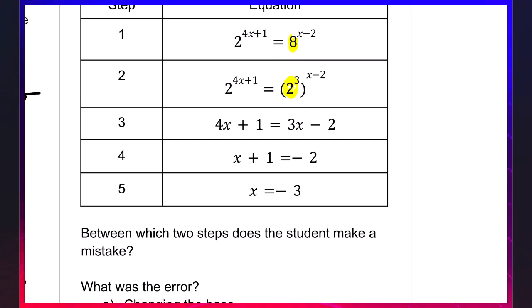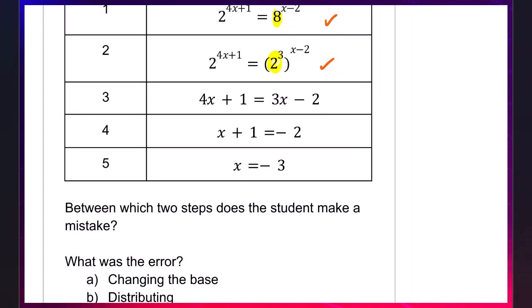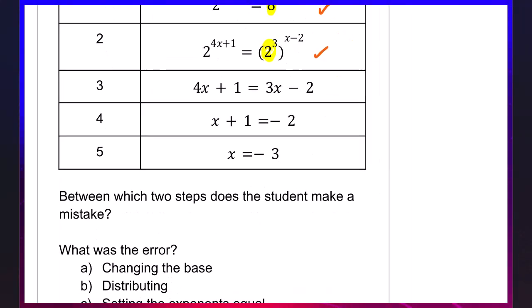2 to the power of 3 is 8. So we have step 1 is good, step 2 is good. Now, when you do that, you have to deal with this section right here. To properly deal with that, you have to distribute the 3 to x minus 2. And they did not do that in this line right here. They should go 3 times x, and then 3 times 2, that should be 6.